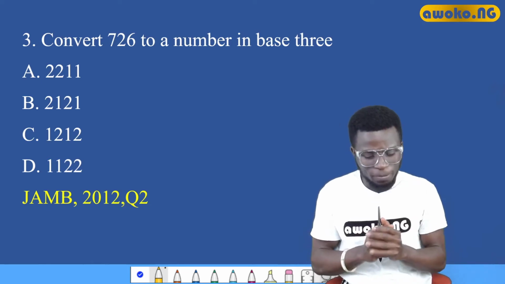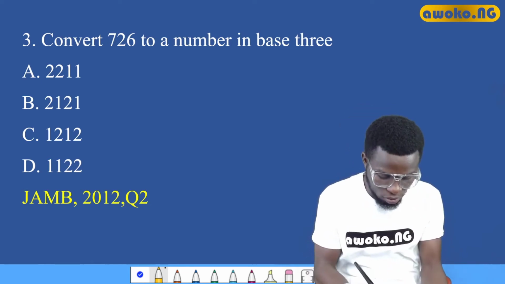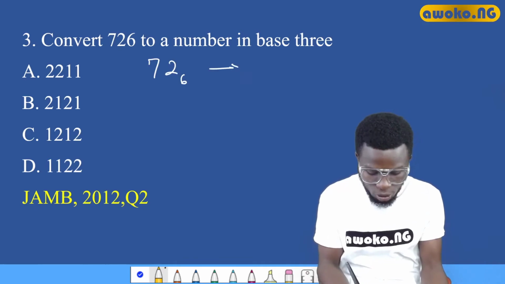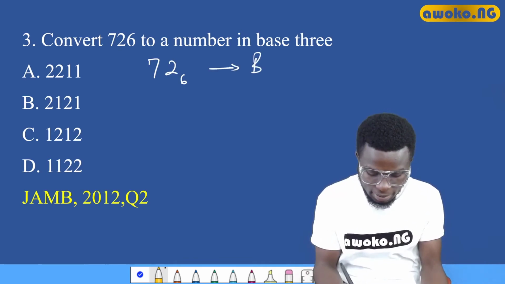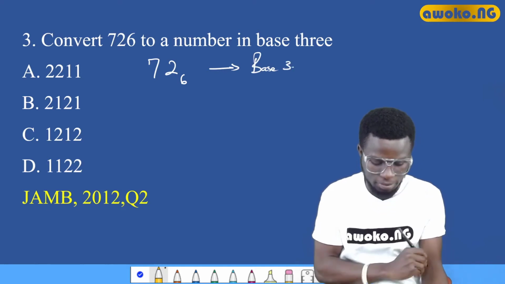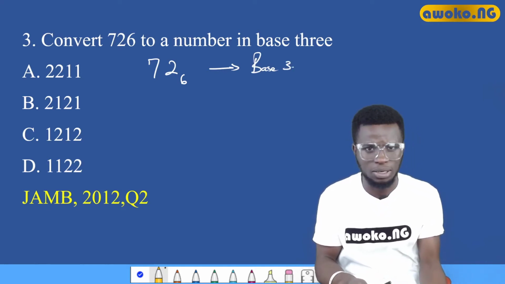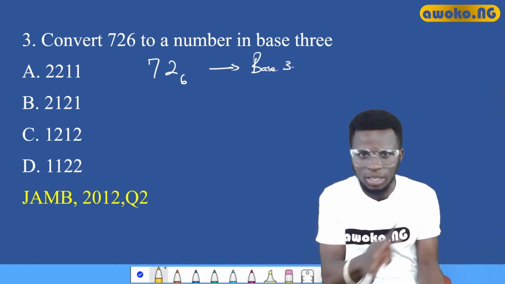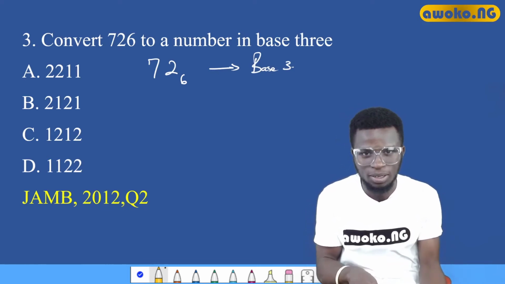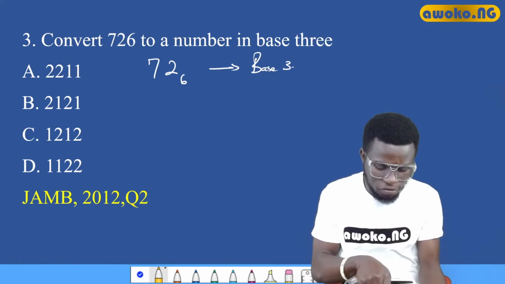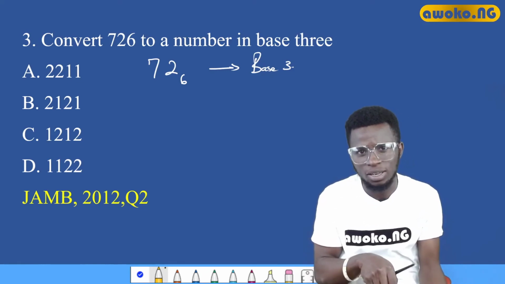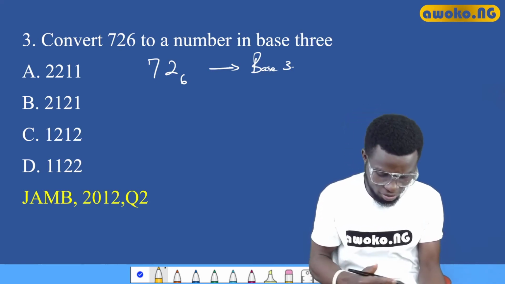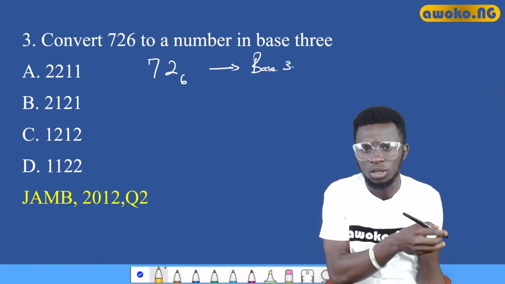So convert 72 base 6 to a number in base 3. I can't just convert directly to base 3, okay? I have to convert to base 10, which is the general base. It is just like a reference base. Then from base 10 I can easily convert to base 3. How do I do that? Just like we've done in the previous questions.